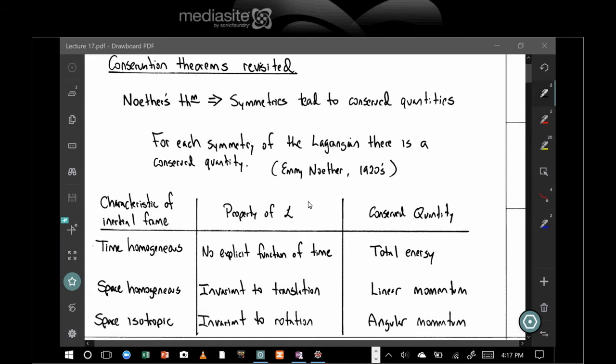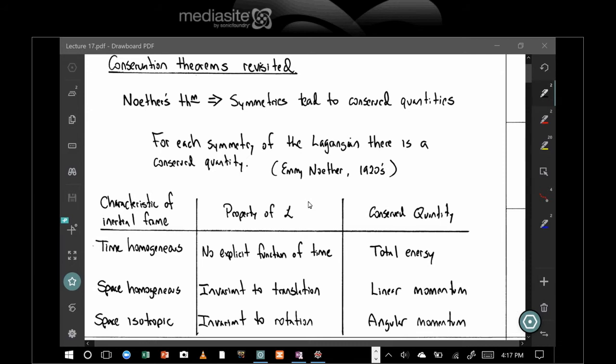So this is what we're going to do in class. What are we actually going to do? I'm going to look at the Lagrangian and show that when the Lagrangian is not an explicit function of time, we get total energy conserved. That's the first thing I'm going to show.